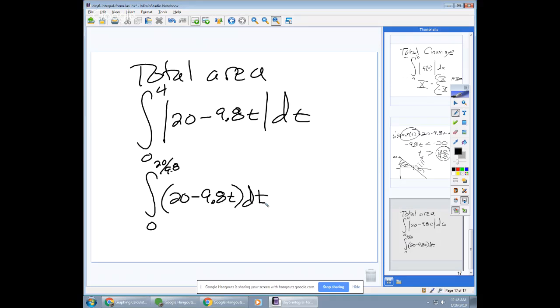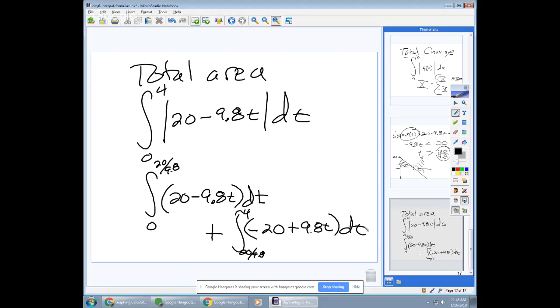And then I want to add on to that the next part. The next part goes from 20 over 9.8 up to 4. But there, I want the opposite of this. And the opposite of this would be negative 20 plus 9.8t. So I have to do those in two different parts.